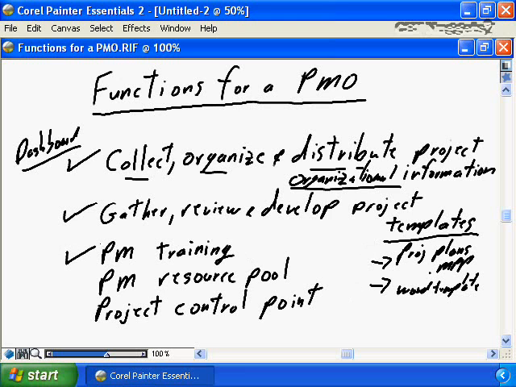In the area of expertise in project management, a PMO is often responsible for training. A PMO will often develop specific training programs for project managers, for team leaders, and for participants. And in one organization I've worked with, there's actually been project management training for the business.